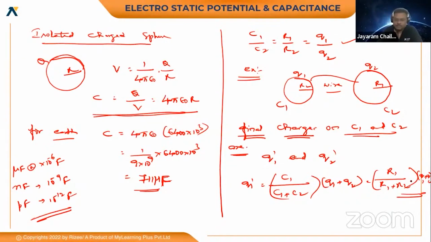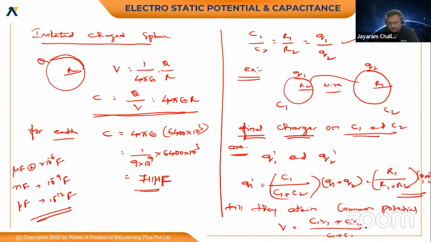So this is another one. The charges will be flowing till they attain a common potential. What is that common potential relationship? V is equal to C1 V1 plus C2 V2 by C1 plus C2.